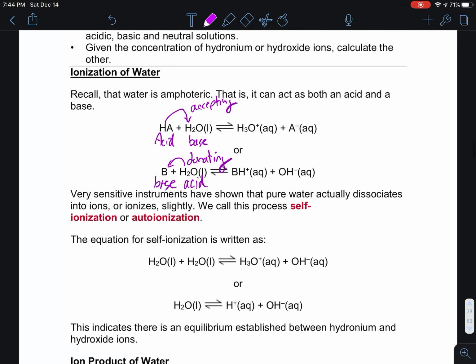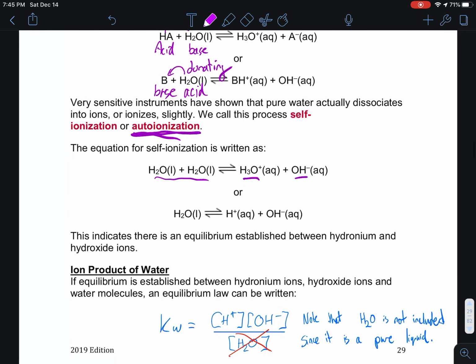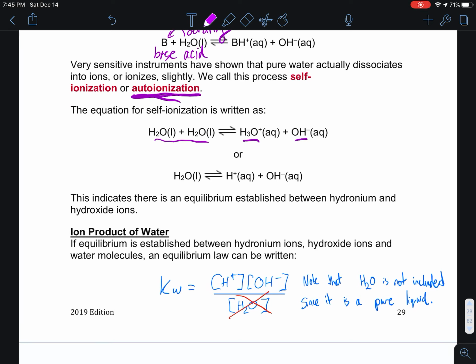Donating. All right, so with some very sensitive instruments, we've actually even found that pure water by itself, just water, nothing else, having two waters side by side will actually dissociate itself in this way, and it'll split some of the water molecules up into hydroniums and hydroxides. Of course, an equal amount of them, otherwise the solution would not be electrically neutral, which water is. But this is called self-ionization or auto-ionization, and this is a very interesting property of water.